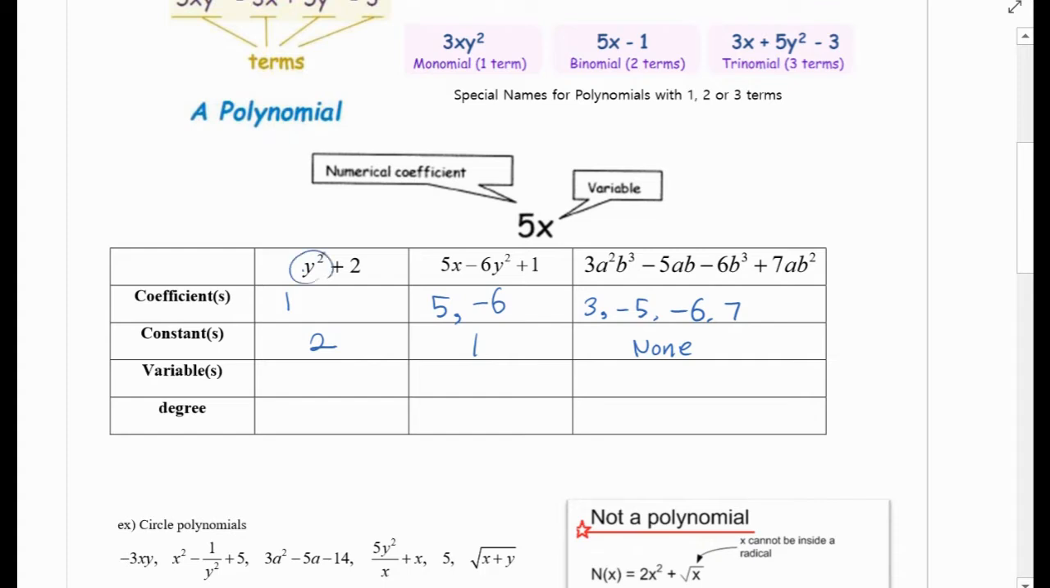Variable is just a letter. Here, y is a variable. X and y here are variables. A and B are variables.